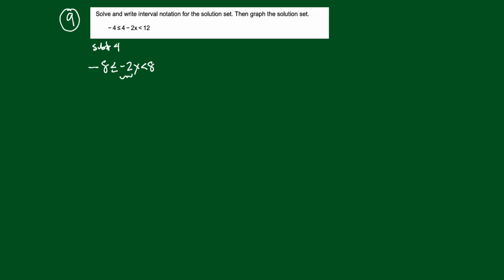Now, divide by negative 2. But alert, we're dividing by a negative. So when you divide by a negative, the direction of the inequality symbols reverses. So we are going to get negative 8 divided by negative 2 is now greater than or equal to x, which is now greater than 8 divided by negative 2. Negative over negative is positive, so 4 is greater than or equal to x, which is strictly greater than positive divided by negative, which is negative 4.